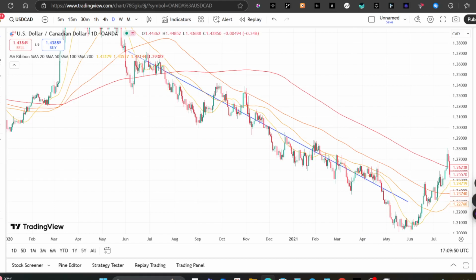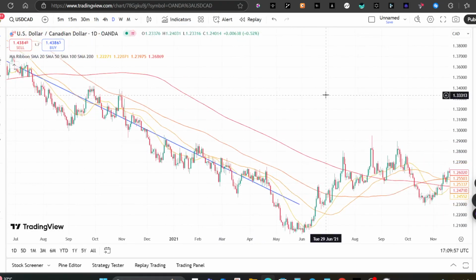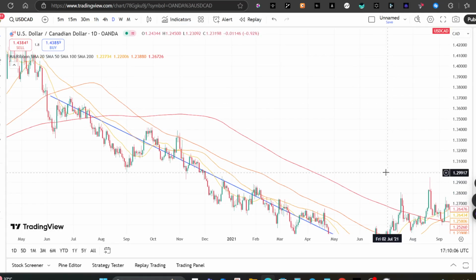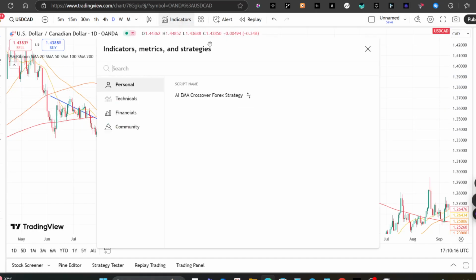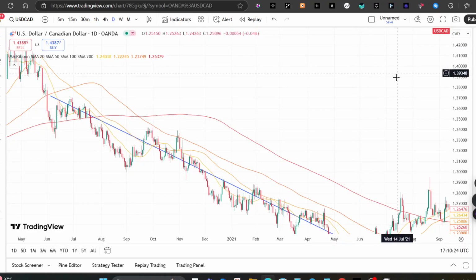Okay, now let us take a look at how you can set up the moving average ribbon indicator on your trading platform. I'm going to use TradingView for this example, but the process is very easy. Okay, the first step is to add the moving averages, right? You open your TradingView platform, and then you come to indicators and you just search for the moving average ribbon, right? Add the moving average ribbon indicator.